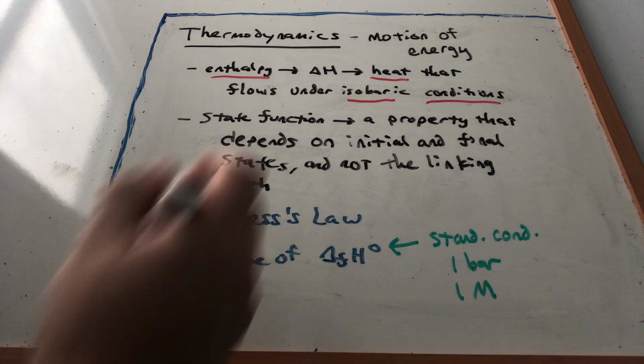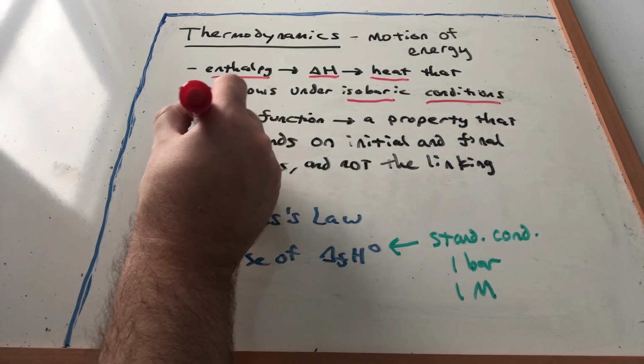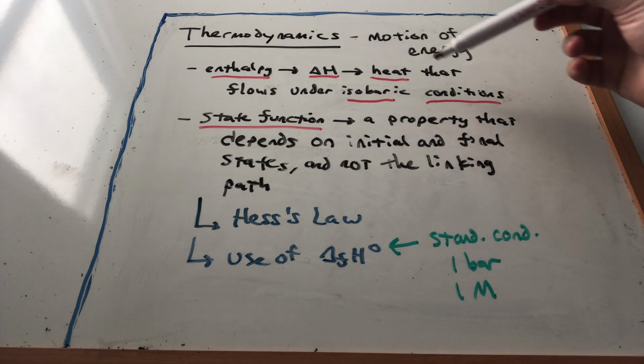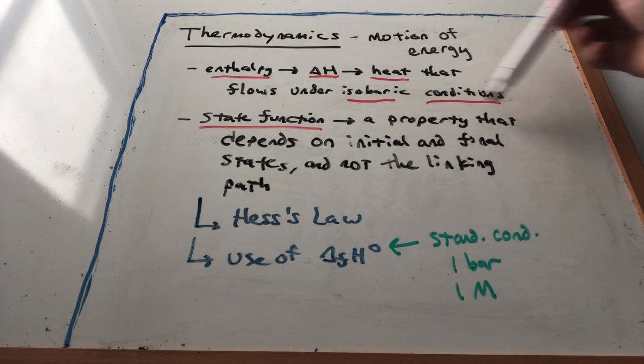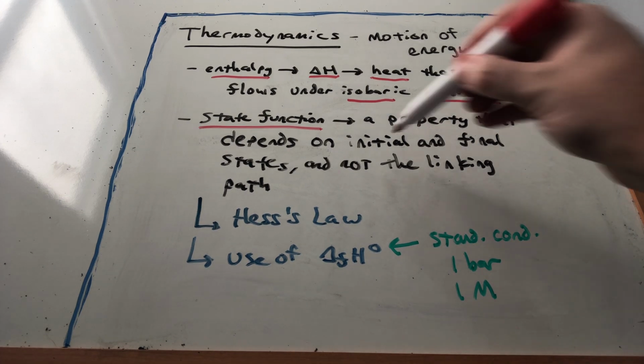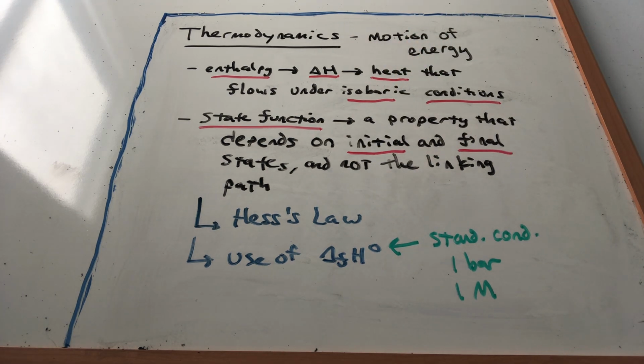All right. Enthalpy is given the symbol delta H. It is a state function. And in fact, anything we can write with a little delta is a state function. State functions are important in thermodynamics because they are properties that depend on the initial and final states and not the path that links those states. It's not how a change is made. It's just where you start and where you finish that matter, okay?